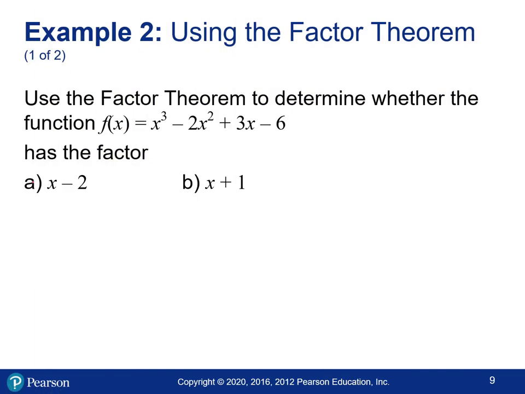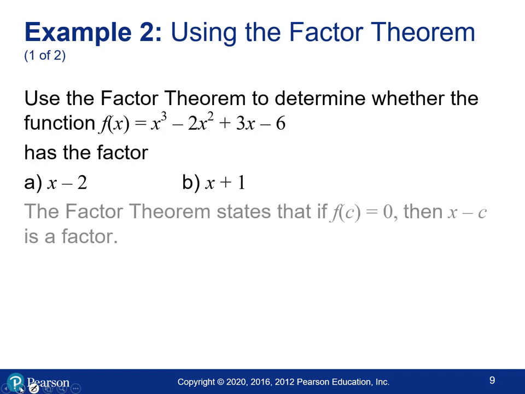Okay, so let's go ahead and use this theorem. Determine whether the function has the following factors. We have our f of x, and we're going to work on x minus 2 as one of the factors. Using our theorem, it states that if this is in fact one of our factors, then if we plug in c into our function, the answer should be 0.